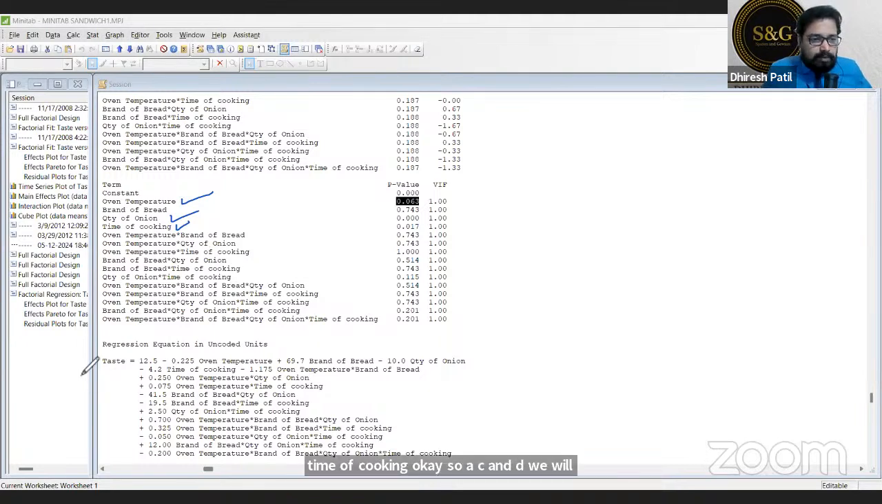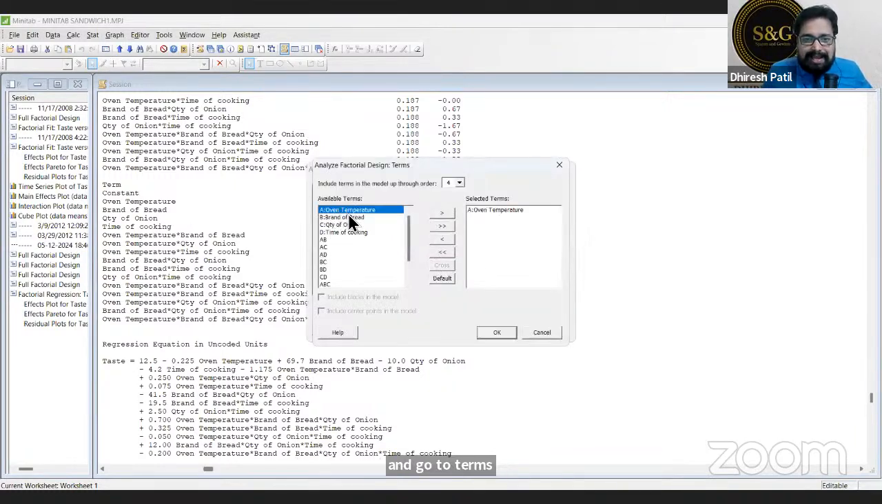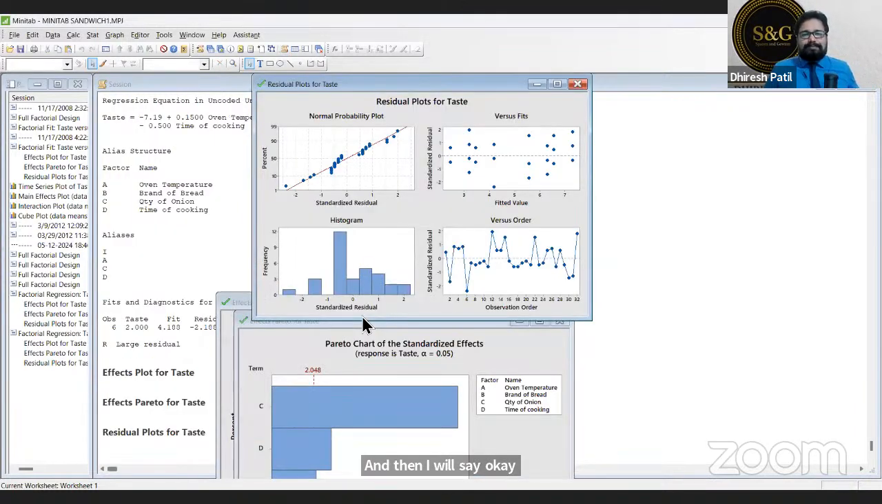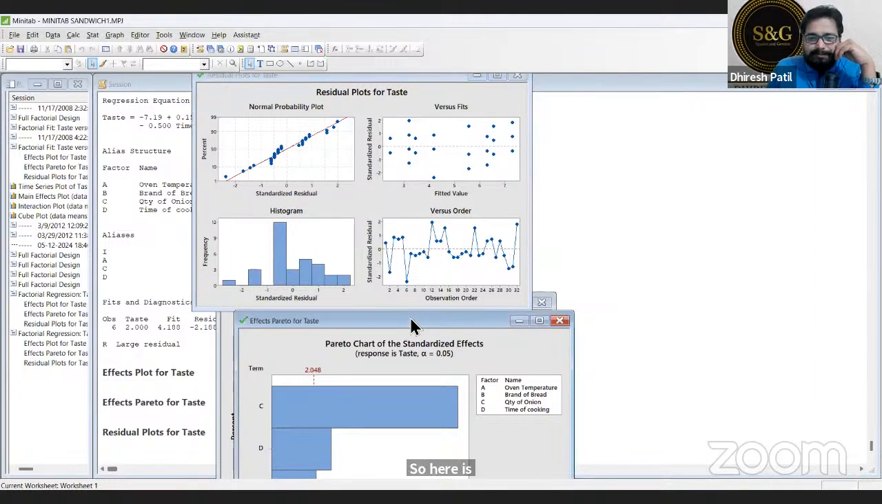All right. Now I will quickly go to terms, and I'll select A, C, and D, and then I will say okay. And then I will say okay. Wow, look at this. So here is A, C, and D.